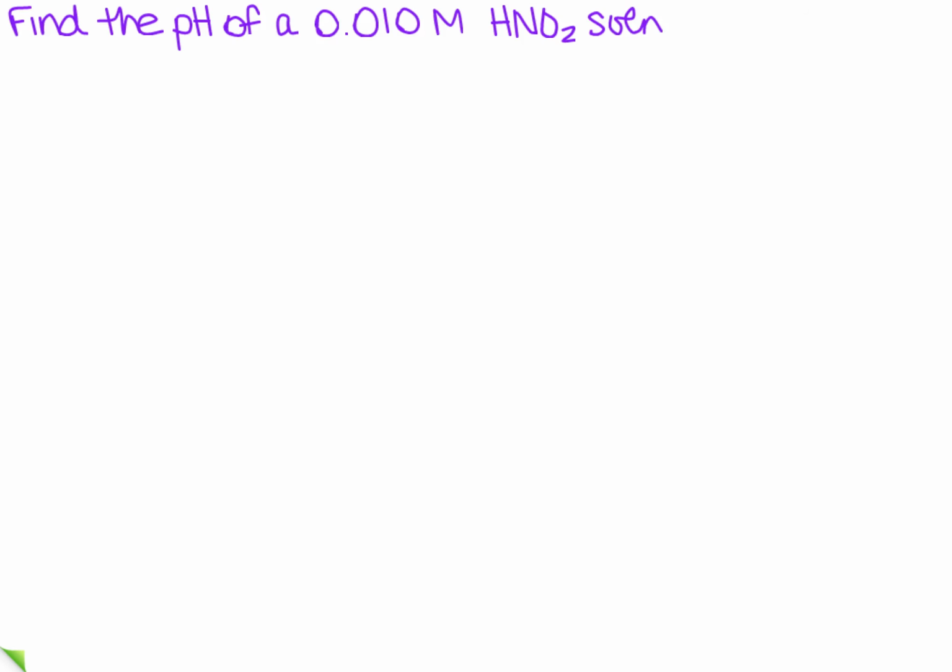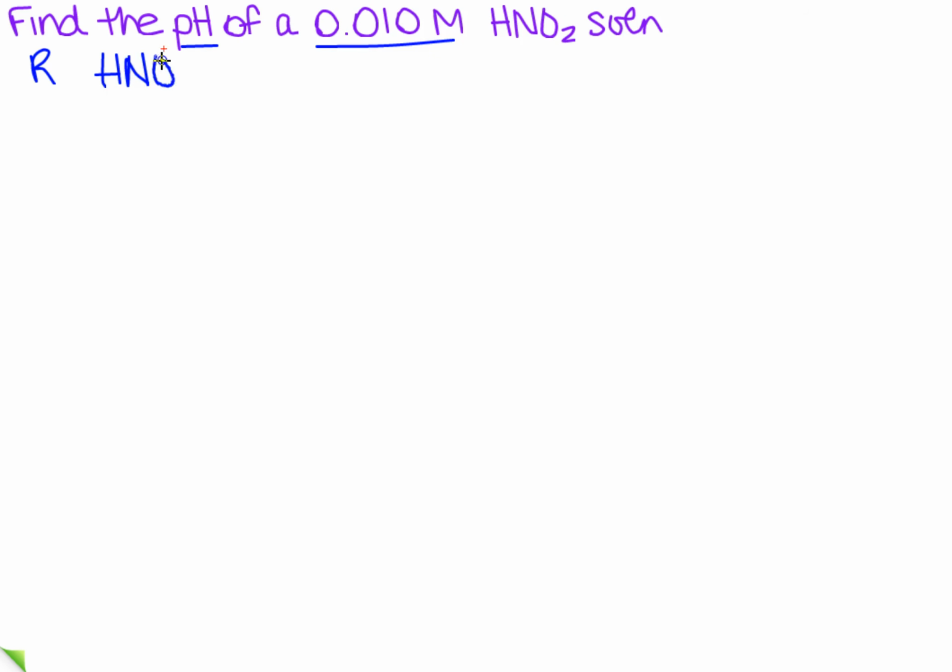We want to find the pH of a 0.010 molar HNO2 solution. So the keywords here are pH and then a concentration. So you guessed it, this is an ICE method, so I need to do my reaction first. Well, the only thing I'm provided with is the HNO2, so I'm going to write down that first.